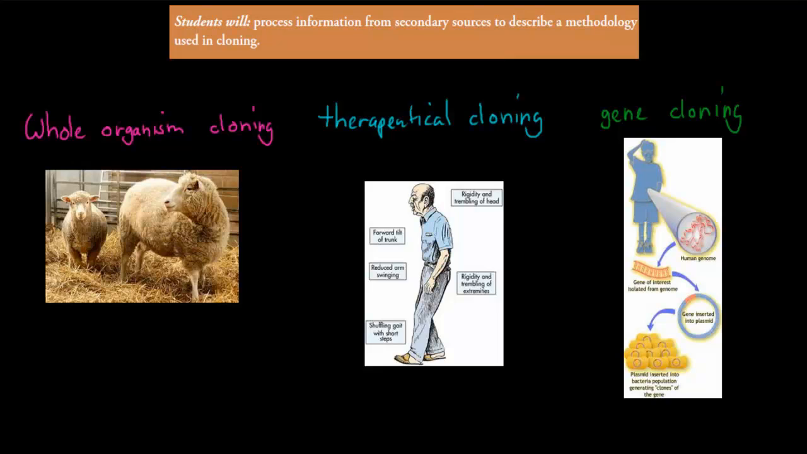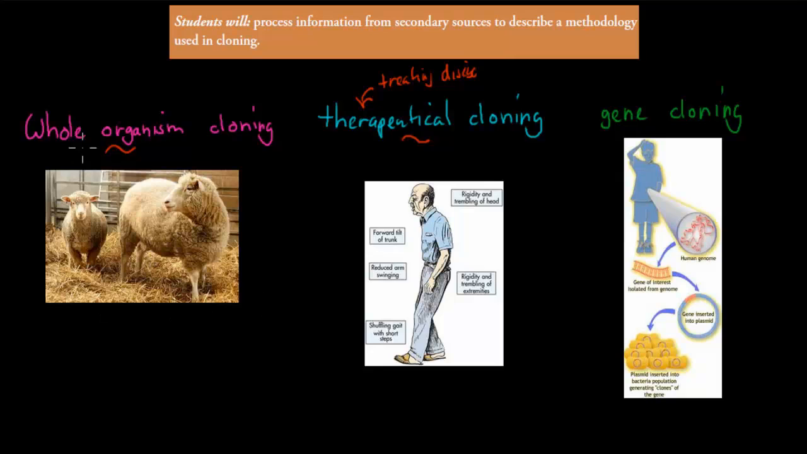There are a couple of things we can actually clone. One will be the whole organism. So in this case, we have one organism, like a sheep, and we make a clone of that sheep. That's whole organism cloning. There's something called therapeutic cloning. Therapeutic refers to treating disease. There's therapeutic cloning, and there's gene cloning, where we just clone one gene.